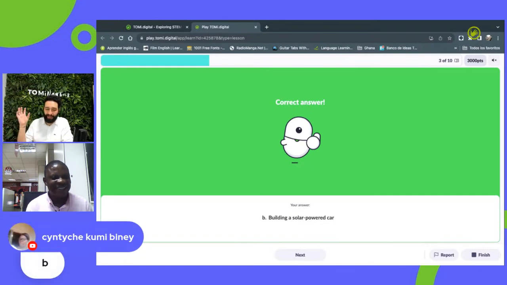I just posted STEM and PhET, and that's what they started asking me. So building a solar powered car. Mr. James, why is this a STEM project and not the volcano? Good. I think volcano is more of a geography related.